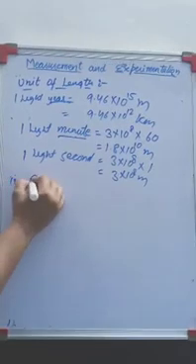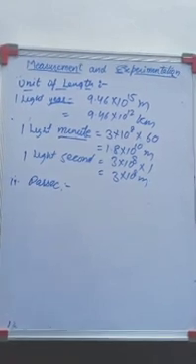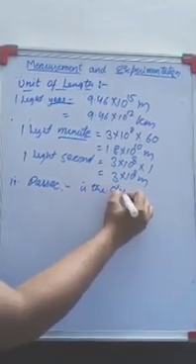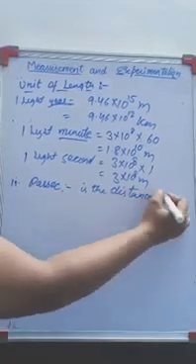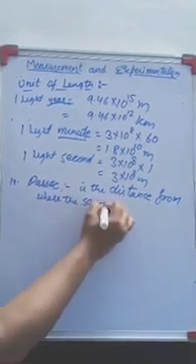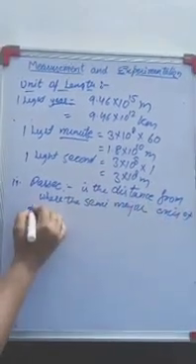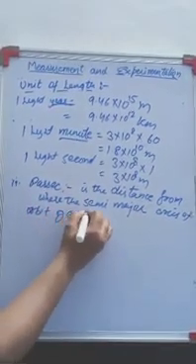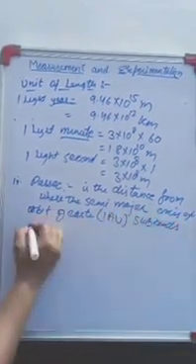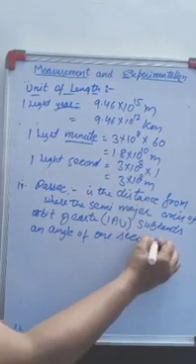Next is parsec. What is parsec? It is the distance from where the semi-major axis of the orbit of Earth, that is 1 AU, subtends an angle of 1 second, right? This is called your parsec.